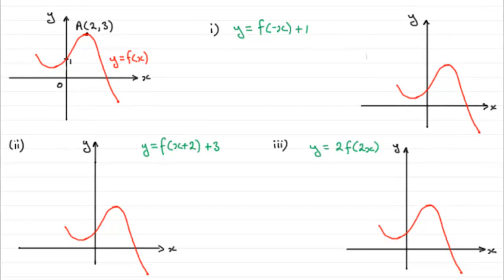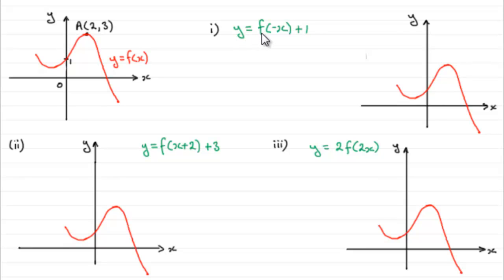Now for this question, what I've done is I've copied out the graph that we're given of y equals f of x, and it's got a maximum here at the point A with coordinates 2, 3, and it crosses the y-axis, we're told, at this point where y is 1. And we've got 3 questions then, and we've got to sketch these 3 graphs based on the graph of y equals f of x. So how do we do part 1 then?